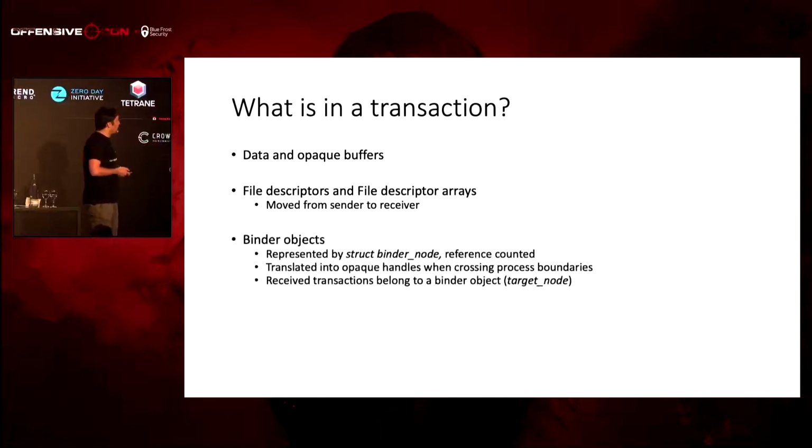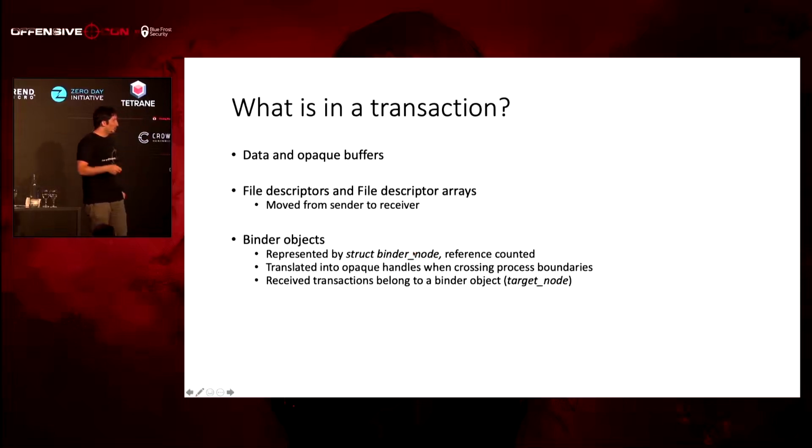And file descriptor arrays, which are just many file descriptors. Then there are Binder objects, and these are, for example, the services. They start on the sending process as an object, and when you put them in a transaction, they become a handle, which is an opaque number, such that the other side doesn't learn whatever object it is. Instead, it will be translated into a handle that's process-specific. Now, for each of these objects, there is a Binder node, which is written up here.